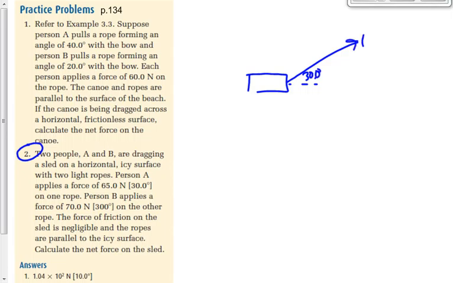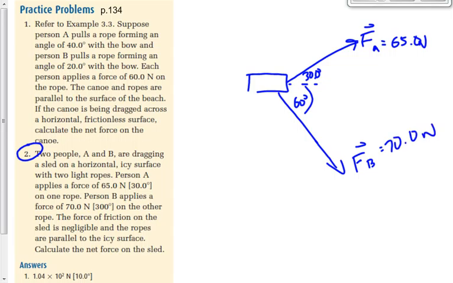And here's, we'll call that person A. We'll call that FA is 65.0 newtons. Now, person B is pulling at 300 degrees. I think I mentioned on Monday what that 300 degrees meant, right? 300 degrees is down here, where we have an angle of 60 degrees below the x-axis. The value of that force is 70 newtons, so it should be drawn a little bit longer than the first one. We'll call that FB.